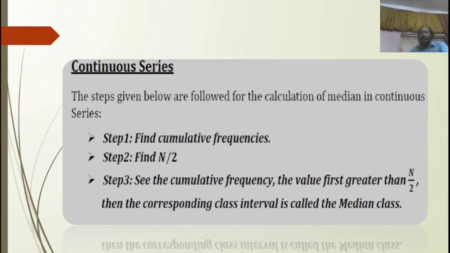Now for continuous series. The steps given below are followed for the calculation of median in continuous series. First step is find cumulative frequencies. Next find n by 2. N is the total number of frequencies. Next find the cumulative frequency value first greater than n by 2. Then the corresponding class interval is called the median class.